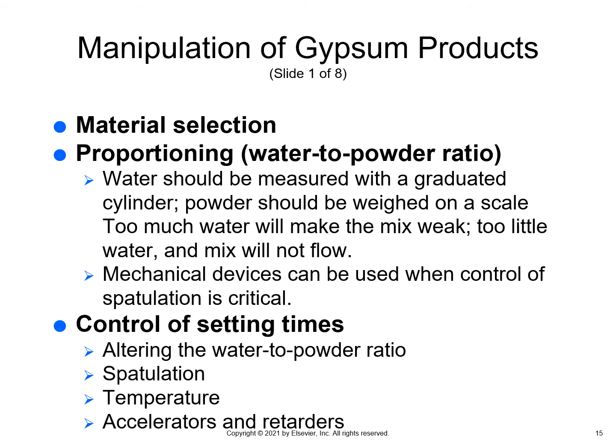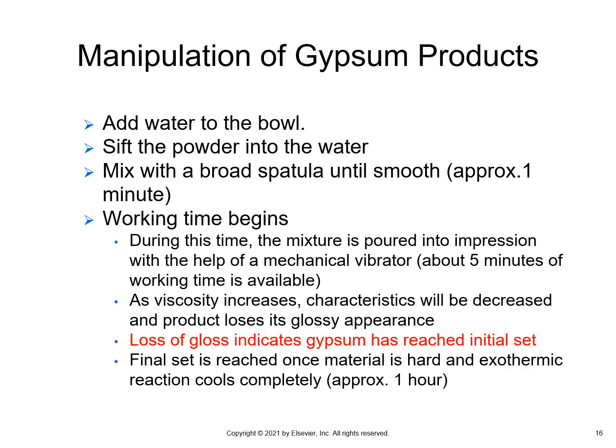So they can also place accelerators and retarders within those powders, whether it is impression material or gypsum products. They have accelerators and retarders that can speed up or slow down that process. So first, they recommend that you add water to the bowl and then sift the powder into the water, the gypsum powder. Mix with a broad spatula until smooth, which takes approximately 1 minute. At this point, your working time begins.